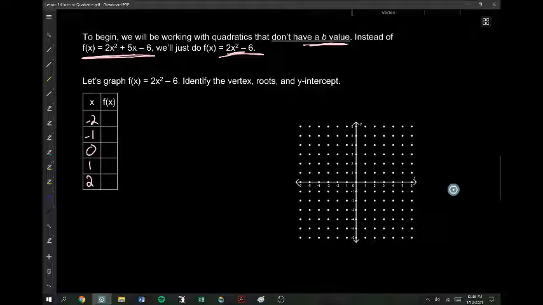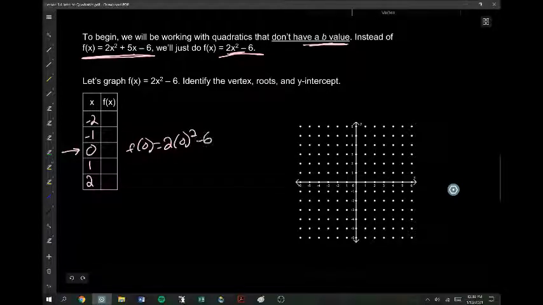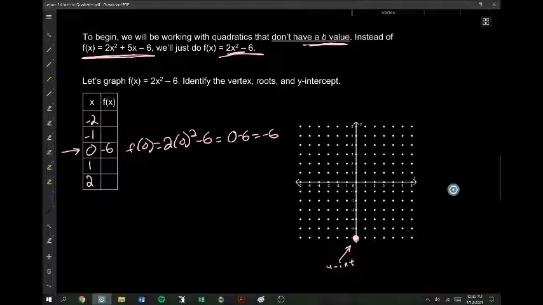For example, I'll start with the easiest one, which is 0. If I plug in 0 for x, I'm doing f of 0. That becomes 2 times 0 squared minus 6, which is 0 minus 6, which is negative 6. This is the point (0, negative 6), which is right here. That is the y-intercept. It's also, for today, going to be the vertex, because we're not graphing with a b term, so the vertex is always going to be somewhere on the y-axis.